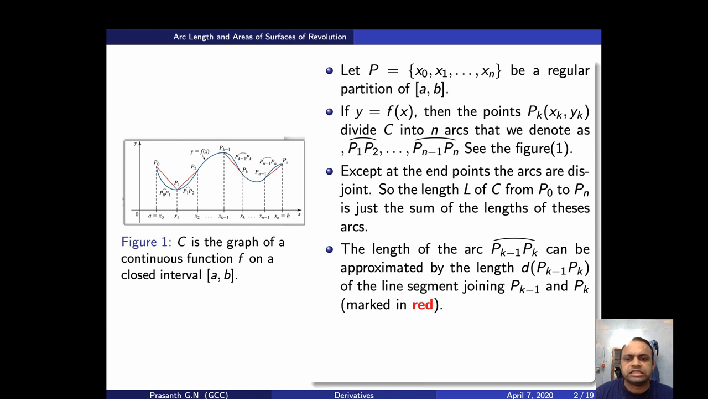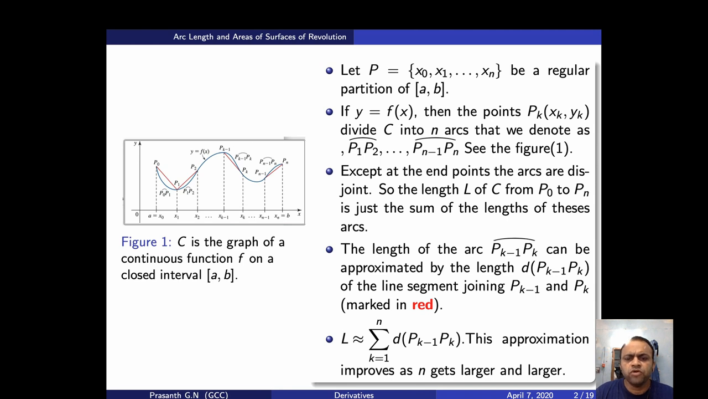If we make this subinterval's length as small as possible, then the length of this arc and the length of the line segment joining Pk-1 and Pk will be the same. You can see the red color, that is a straight line joining Pk-1 and Pk. So the length of the arc Pk-1 Pk can be approximated by the length of the line segment joining Pk-1 and Pk. Therefore, L, the length of the curve, is approximately equal to the sum from k equal to 1 to n of d(Pk-1, Pk), where d(Pk-1, Pk) is the length of the line segment joining Pk-1 and Pk.